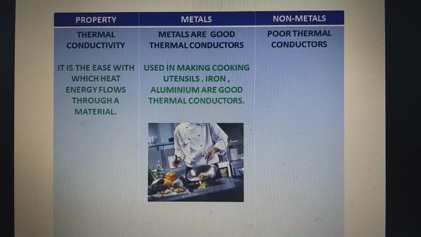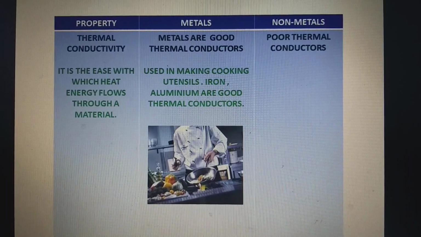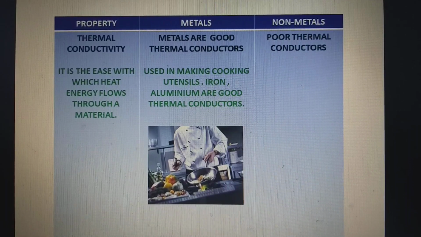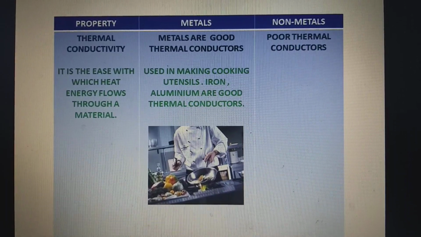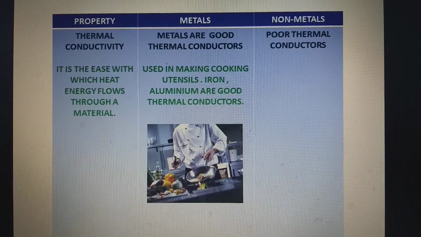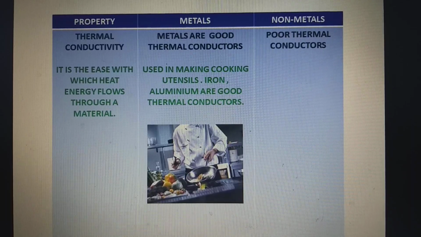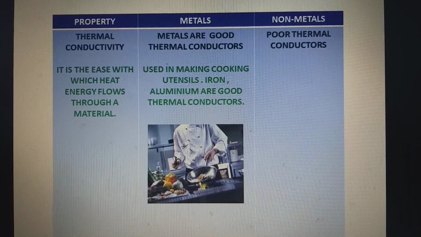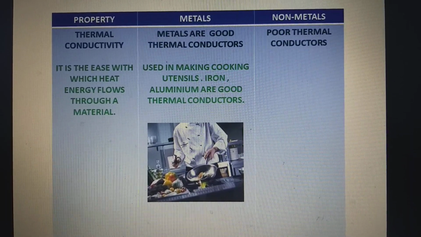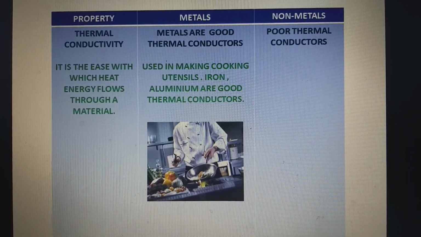Let us first define the term. It is the ease with which heat energy flows through a material. Metals are good thermal conductors, whereas non-metals are poor thermal conductors. Students, you should note here that metals are good thermal conductors, therefore they are used for making cooking utensils.